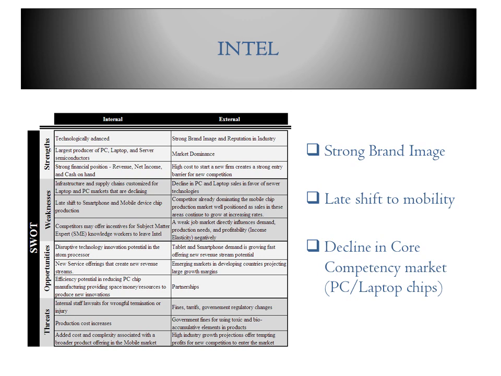On this slide, you'll see a complete SWOT analysis where we analyze the strengths, weaknesses, opportunities, and threats associated with Intel within the industry. Of note, we'd like to mention Intel's strong brand image and market dominance, but also their late shift to the mobility market and the severe decline in their core competency market, the PC and laptop chip production.